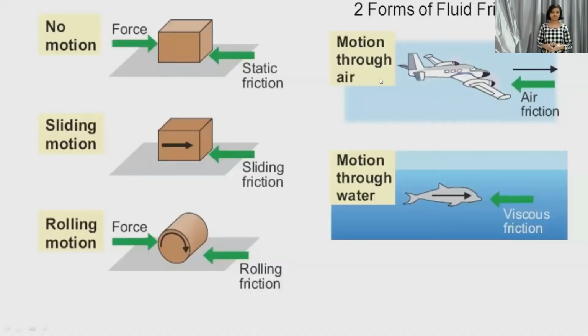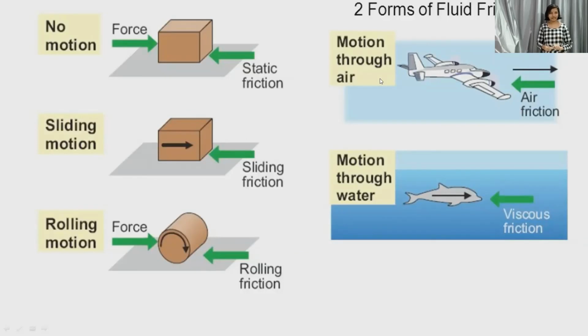As we already saw, static friction, sliding friction, and rolling friction can be observed in the solid mediums, whereas fluid friction can be observed in the liquid and gaseous mediums. When static friction is in work, no movement takes place. When sliding friction is in work, the object slides over the surface. When rolling friction is in work, the object rolls over the surface.